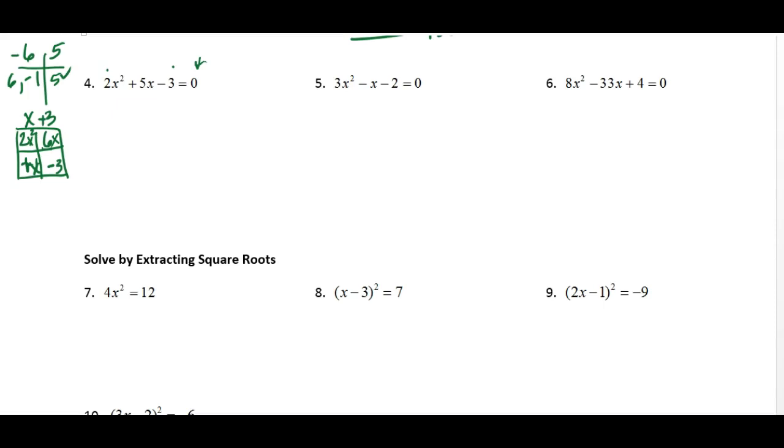First row, I can take a 2 and an x out. Second one, I can take out a negative 1. So my 2 factors then are 2x minus 1 and x plus 3, still equal to 0.